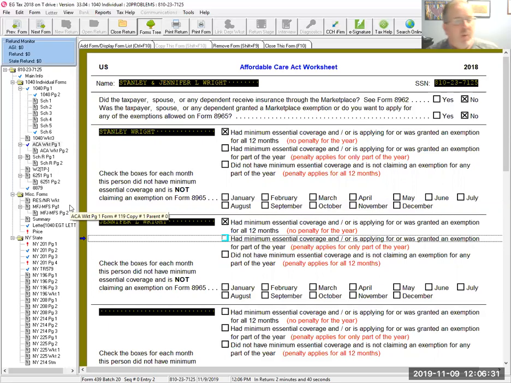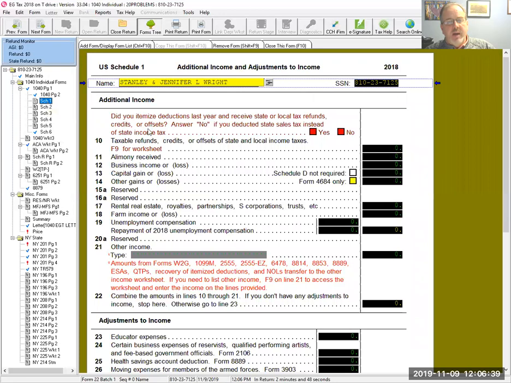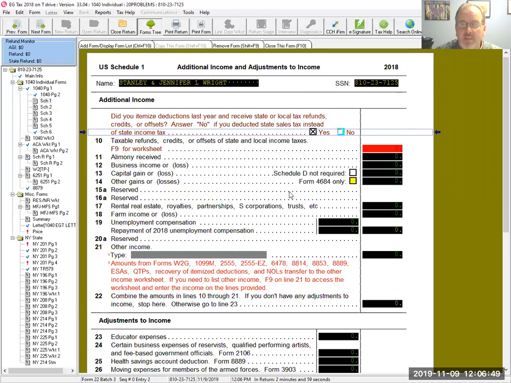We had one bullet point that was very important. It says Stan and Jennifer filed a 1040 last year. They itemized. So we're going to go to our Schedule 1, and this question says, did you itemize deductions last year and receive a state or local tax refund, credit or offsets? Yes, they did. Okay, and they received $325.